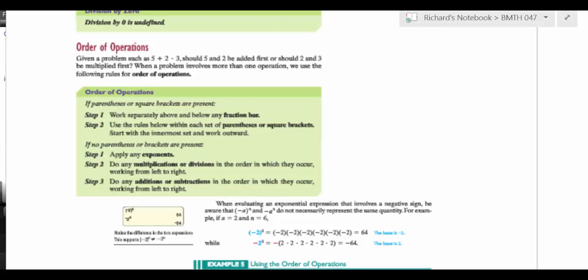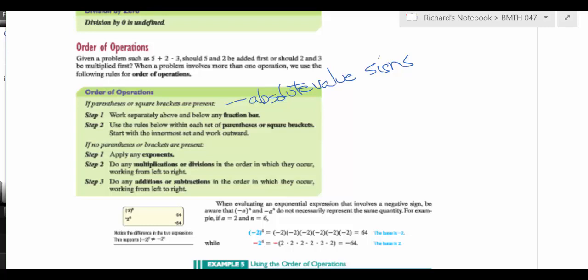I'm just going to say for the first bit here, and absolute value signs. Because absolute value signs are what are called grouping symbols, just like square brackets or parentheses. And fraction bars are also grouping symbols. More about that in a short period.